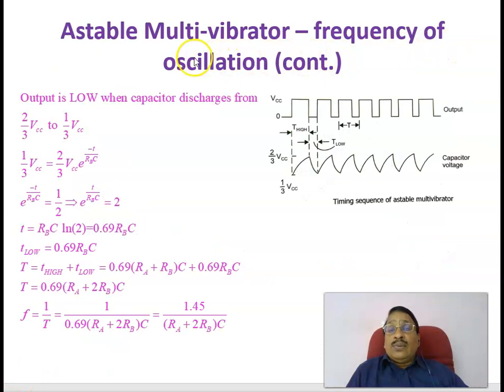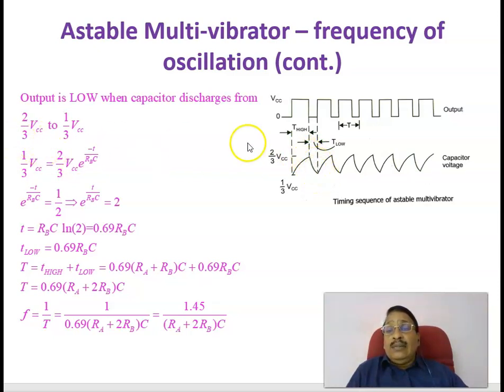Continuing the frequency of oscillation calculation of an astable multivibrator. In the last slide we derived the equation for the duration T high. Next, we have to calculate the duration T low. In order to calculate T low, we consider the capacitor voltage discharging from 2/3 VCC to 1/3 VCC. How much is this duration?